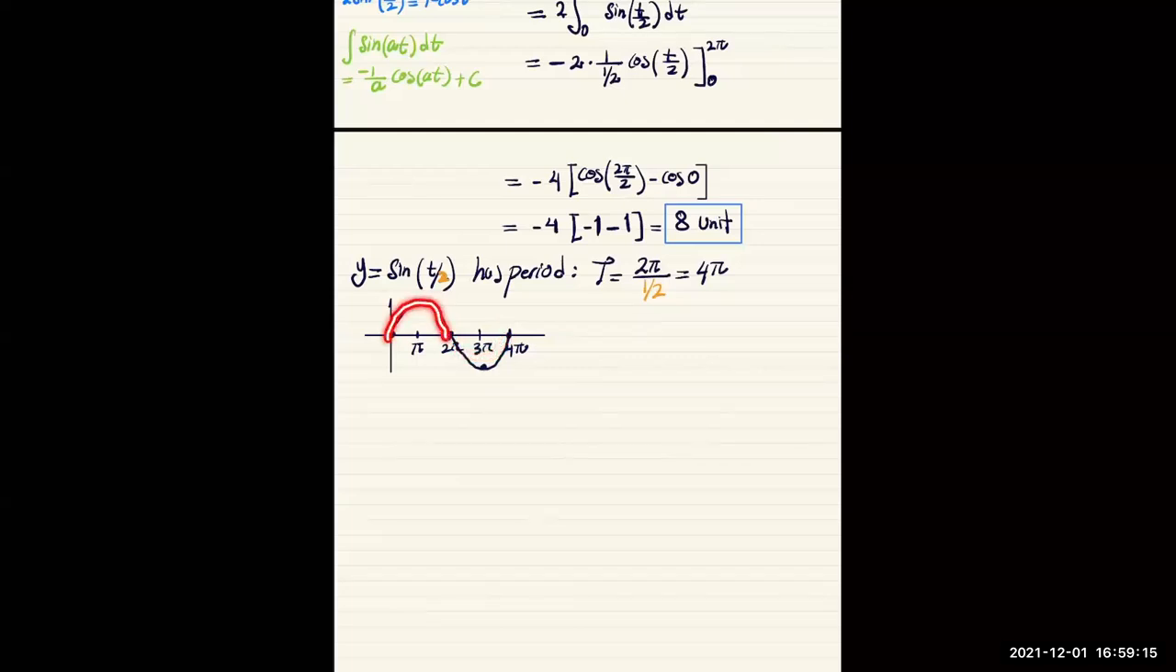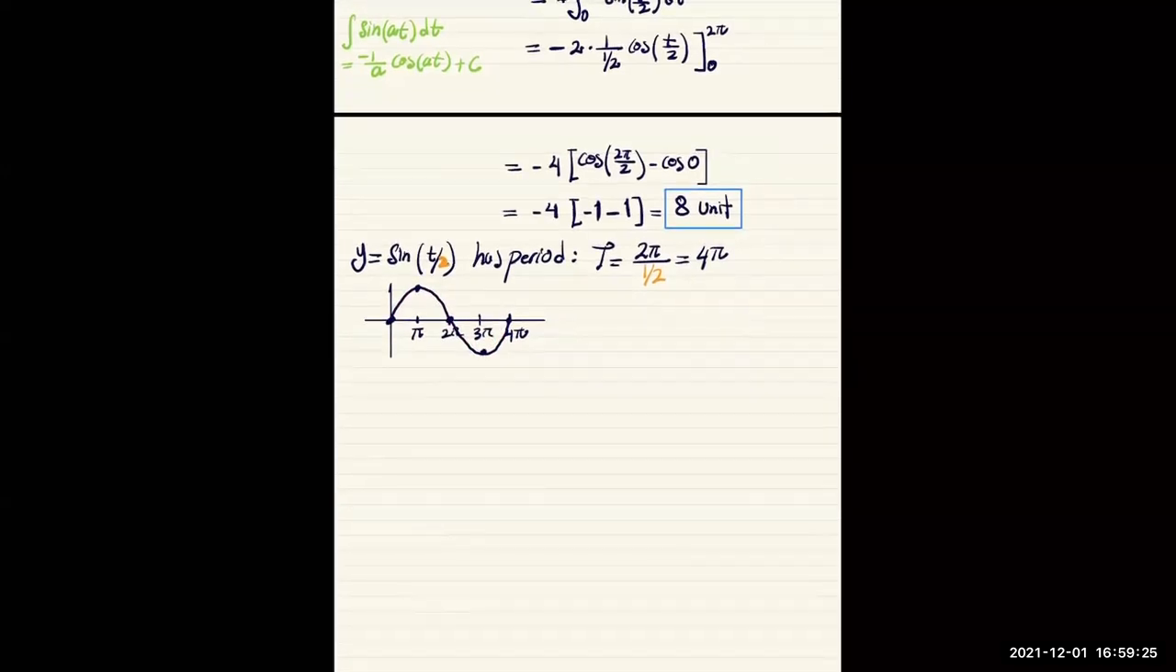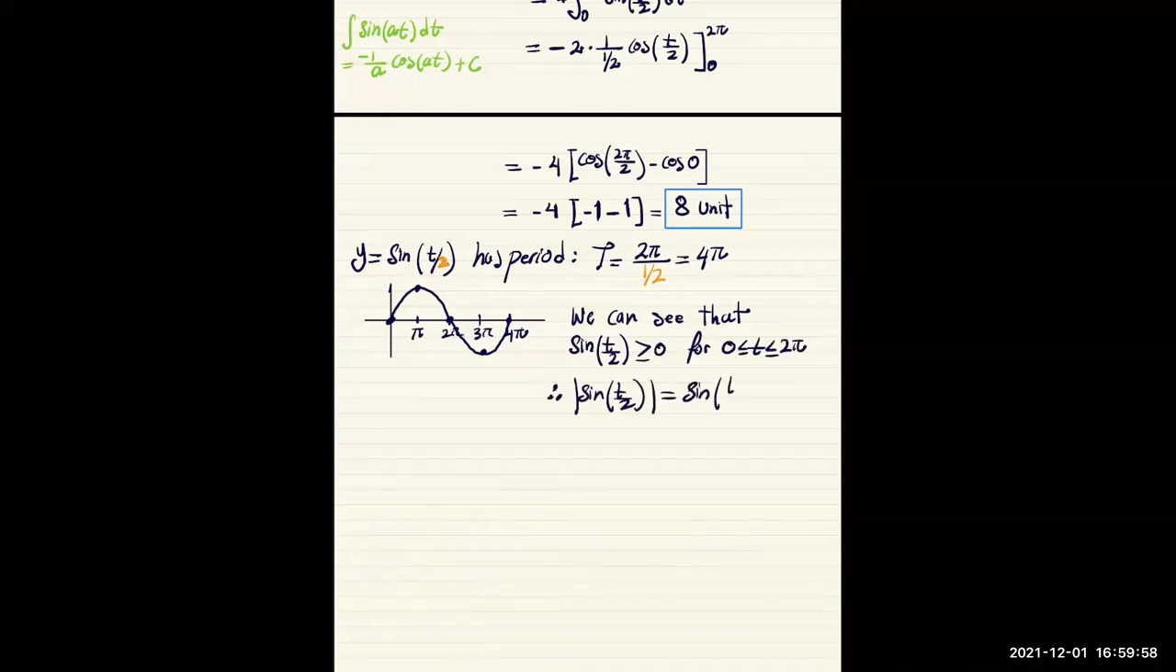From 0 to 2 pi, the piece is positive. It is above the x-axis or the horizontal axis. Sine of t over 2 is greater or equal than 0 for t between 0 and 2 pi. Therefore, absolute value of sine of t over 2 is just equal to sine of t over 2. You just drop the absolute value.